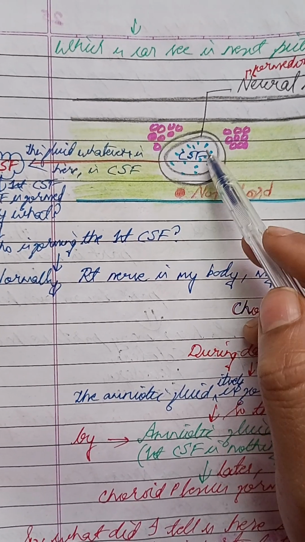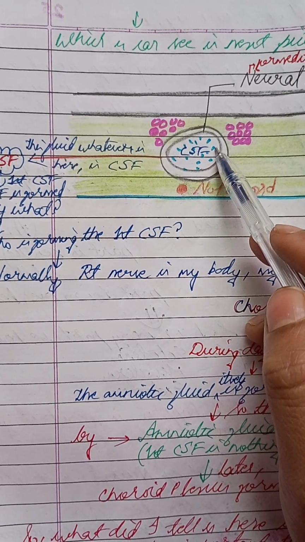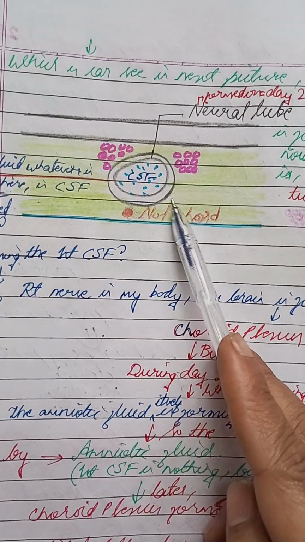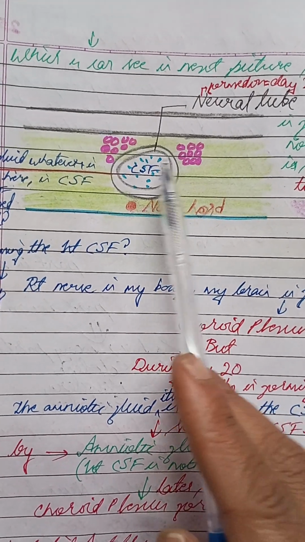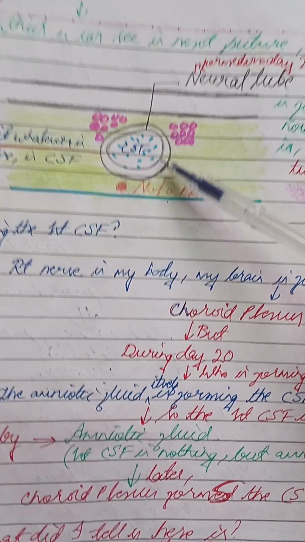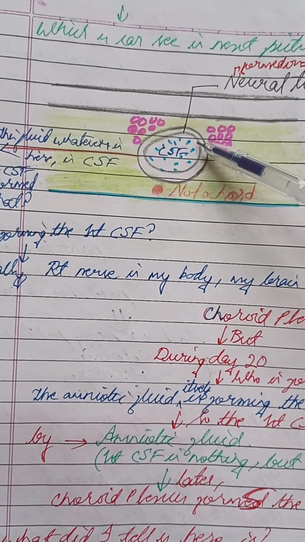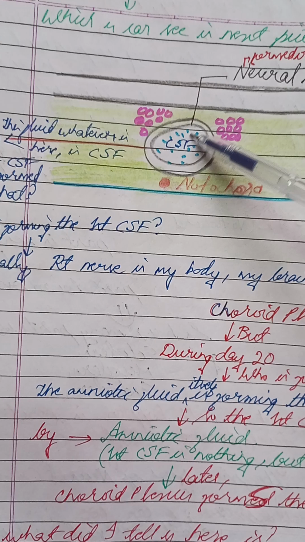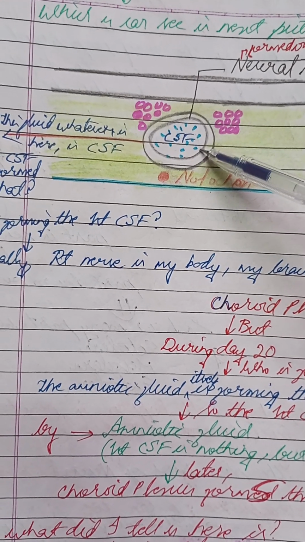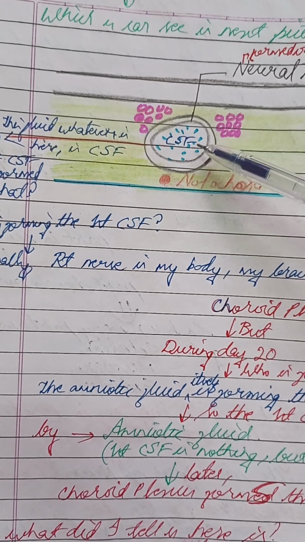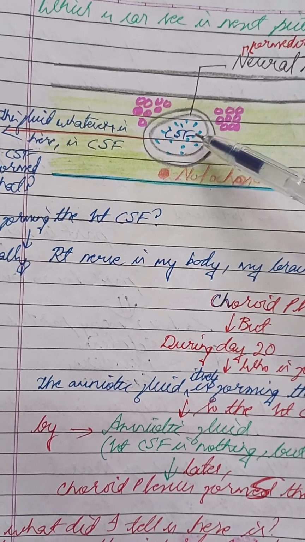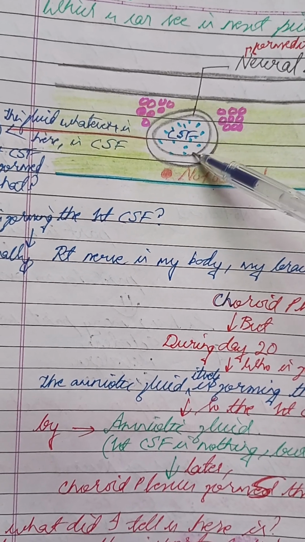And where is the first CSF formed? Who is forming the first CSF? Normally, in my body, the CSF in my brain is formed by the choroid plexus, right? But during day 20, who is forming the CSF? The amniotic fluid itself is forming the CSF. So the first CSF is formed by the amniotic fluid. Later on, the choroid plexus forms the CSF.